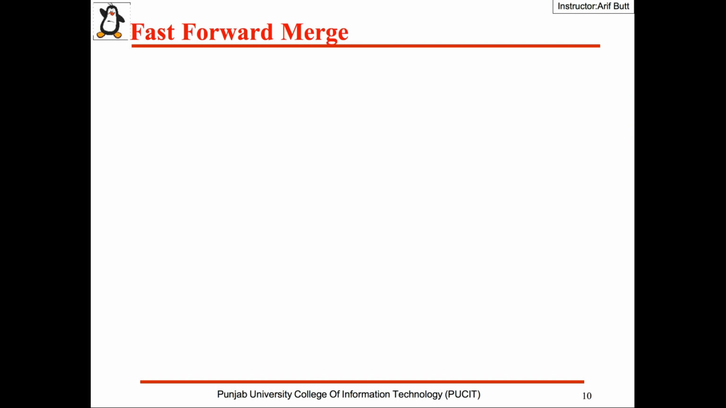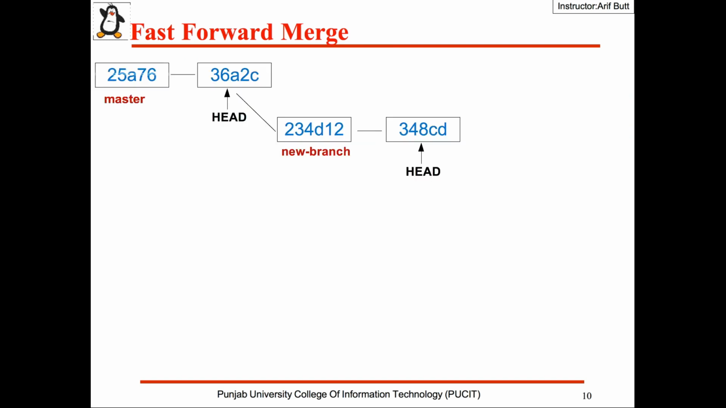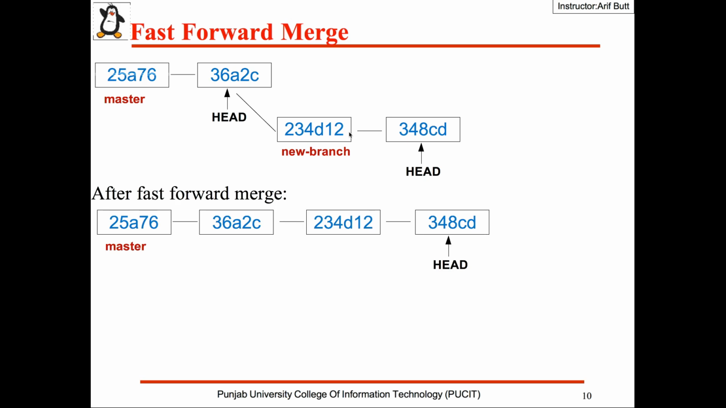Let's talk about the fast forward merge first. Okay, consider this scenario. There are two branches, master and the new branch. Since no further commits have been done on the master branch, no further commits have been done over here. We have just done development on the new branch. Therefore, Git will by default do a fast forward merge. So Git has just merged it easily. This is known as a fast forward merge.